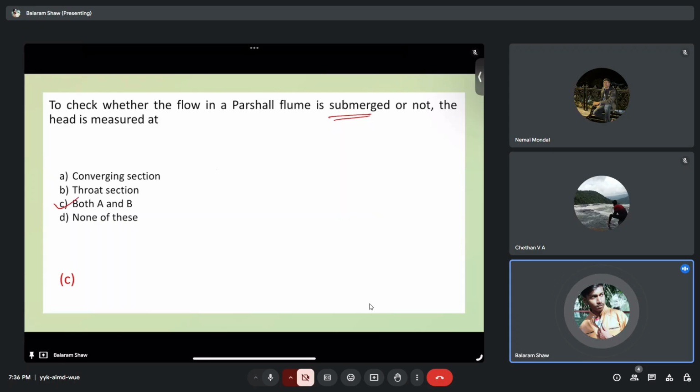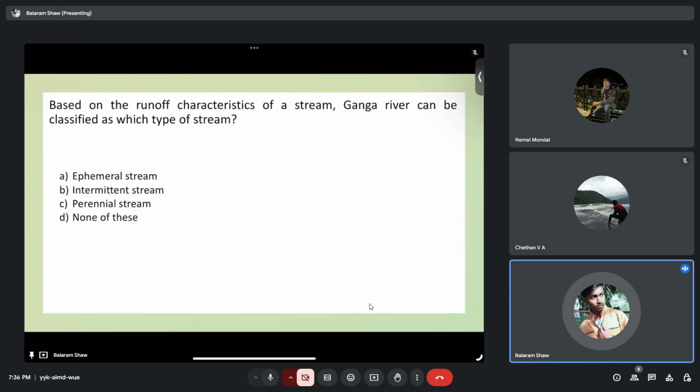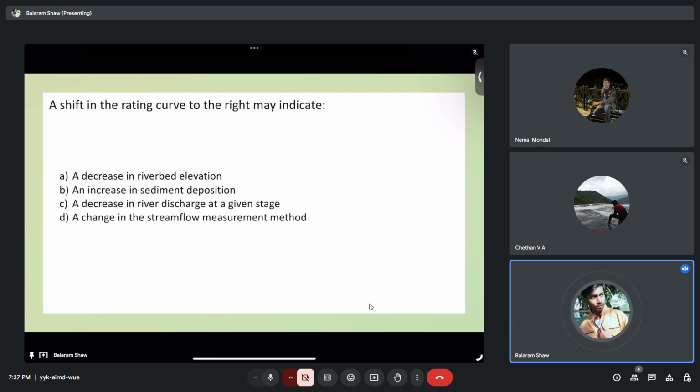Okay. Based on the runoff characteristic of a stream, Ganga river can be classified as which type of stream? So we know Ganga river, based on the runoff characteristics, the whole year if you see in the Ganga river, it is having flow into it. So the correct answer will be perennial stream or perennial river. Okay, so correct answer will be C.